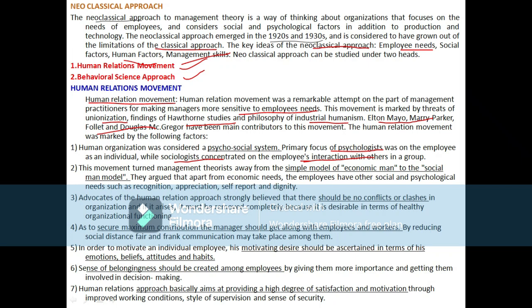The other one is that management theorists changed the model of economic man to the social man model.